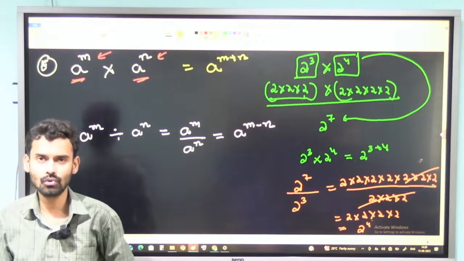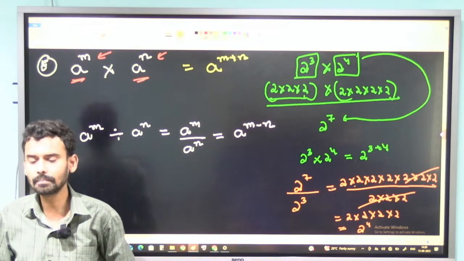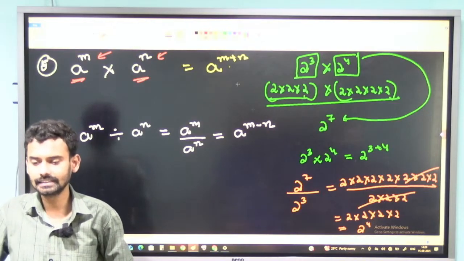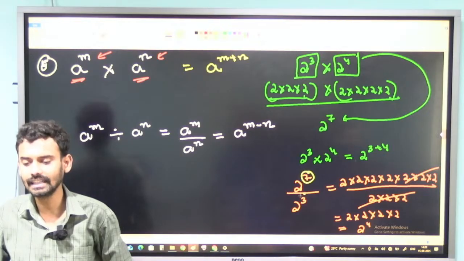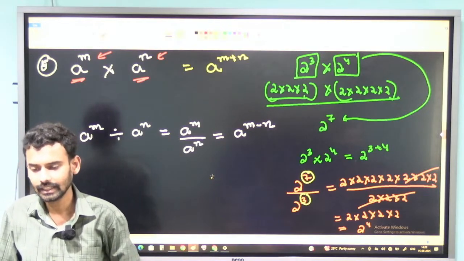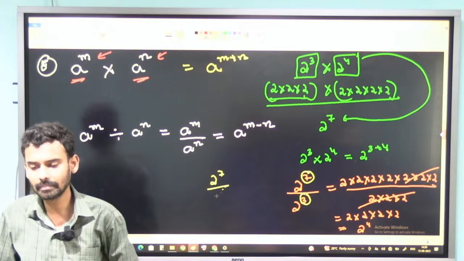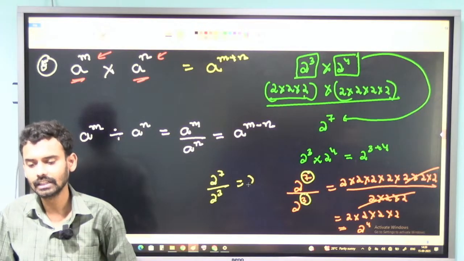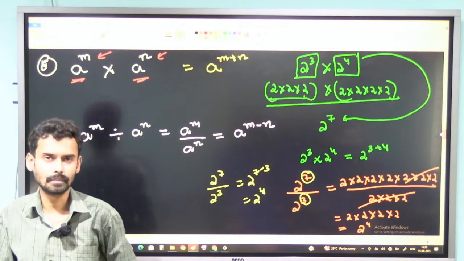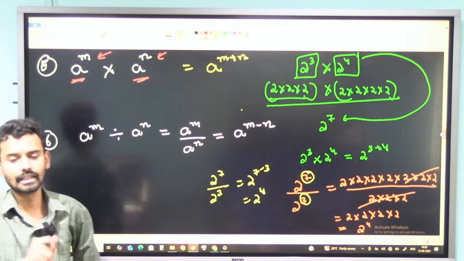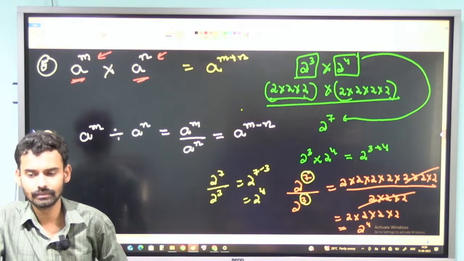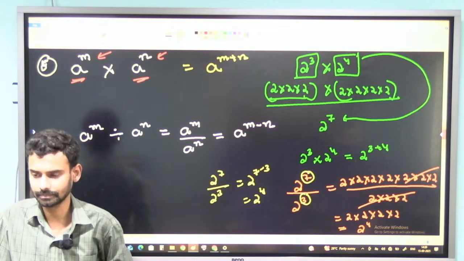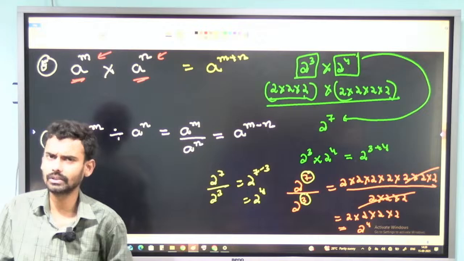So this 2 to the power of 4, if we observe, is simply the subtraction of 3 from 7. So we can say 2 to the power of 7 divided by 2 to the power of 3 is directly 2 to the power of 7 minus 3, which is equal to 2 to the power of 4. So these are again the important laws of exponents which we will be using to solve the questions. Hope till here it is clear to everyone.